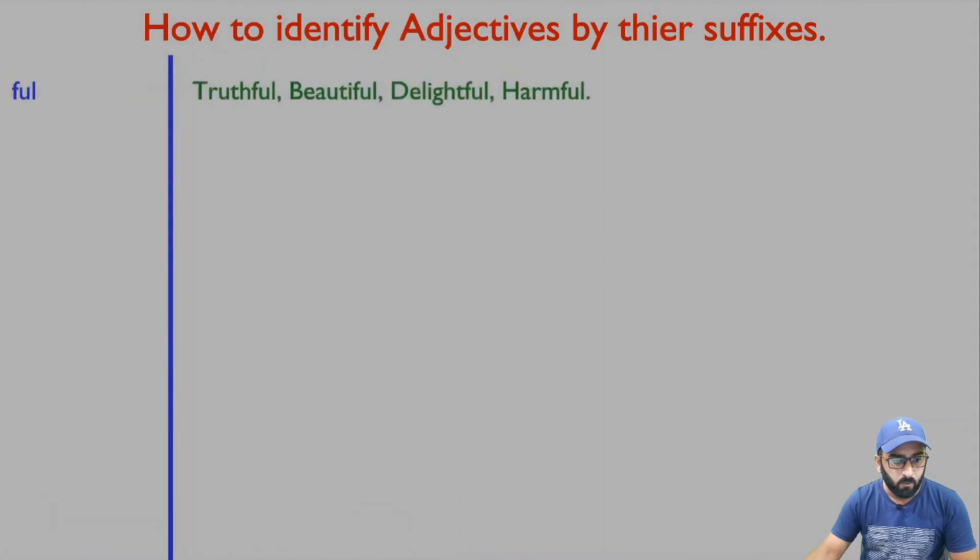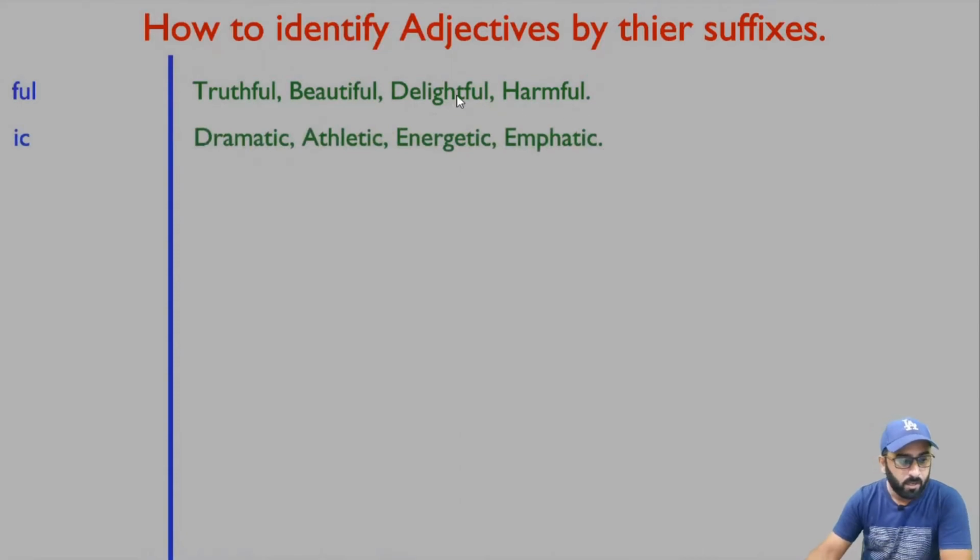Okay, so the first suffix we have is -ful, and any word that ends in -ful is an adjective, such as truthful, beautiful, delightful, or harmful. Let's move on to our second suffix, which is -ic, and you can read dramatic, athletic, energetic, and emphatic. These are examples of adjectives that end in -ic. It means these four words are also adjectives.